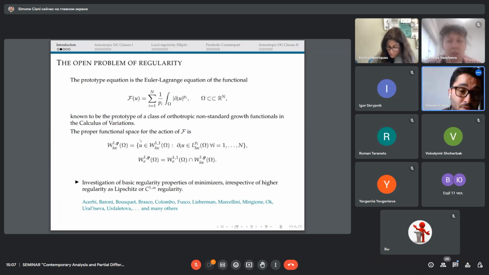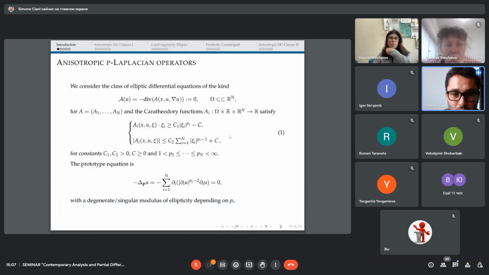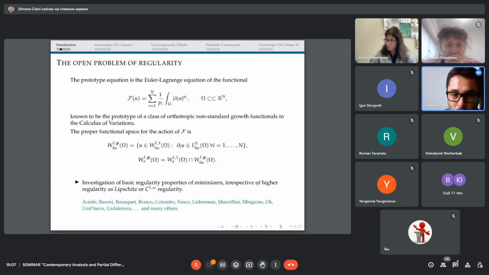Okay, so yes, because in this case, to answer the question, we are considering local weak solutions of the associated Euler-Lagrange equation. So local weak solutions of these equations. We will not introduce the whole definition of a local weak solution, but we will just talk about solutions in this seminar.